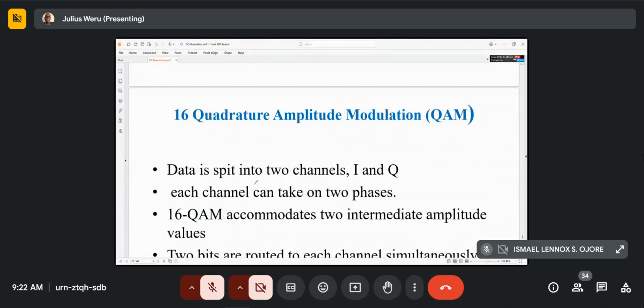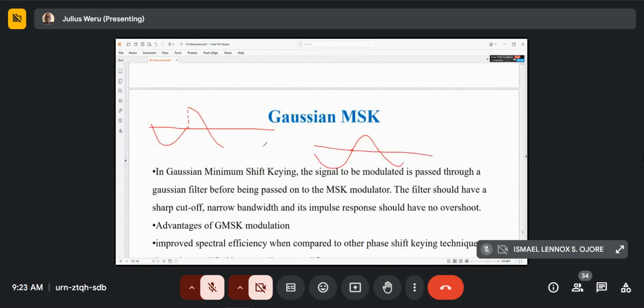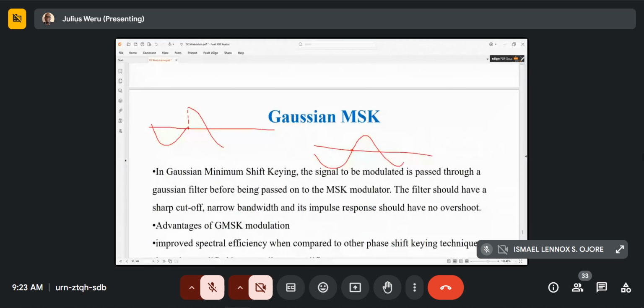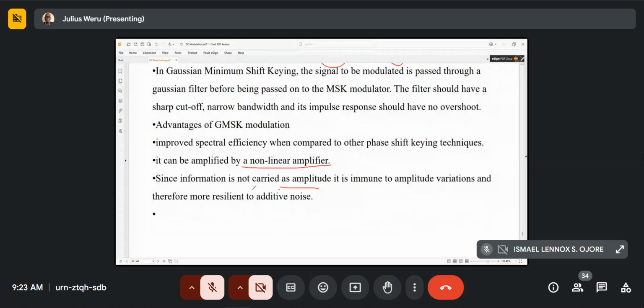So far, so good. Except for this one, don't give it much thought. It is best understood if you go through the mathematics and actually plot it. I like explaining everything in detail, but for now just understand that what we are trying to avoid is phase discontinuities. So we do something similar to what we do in OQPSK, and in this case we use a filter before getting into the MSK. Basically, a Gaussian filter in MSK.